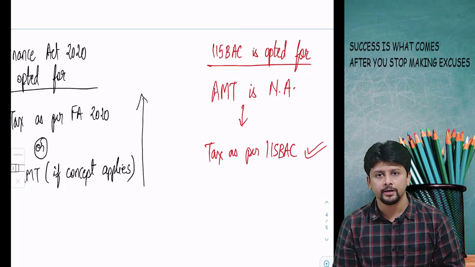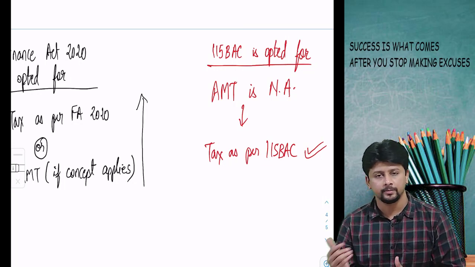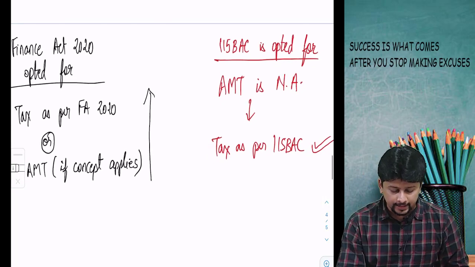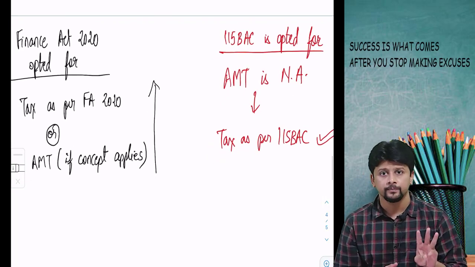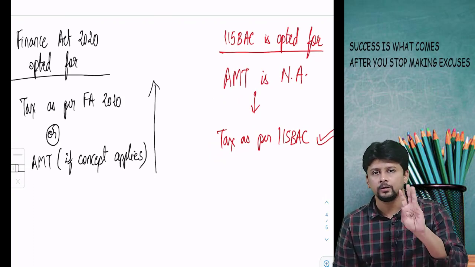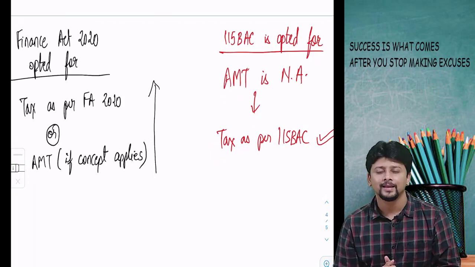In the coming videos, I will take up the heads of income, I will take up residential status also, and such small concepts. So I'll put an end to this video. This video contains 3 chapters: clubbing of income, set off carry forward, and alternate minimum tax.